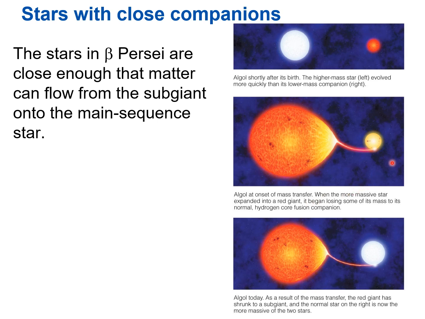You notice what's happening to the star on the right. In the painting, it started out as a red star. Now it's a more massive yellow star. So it's going to keep on attracting the mass. Let's go down to the third picture. Algol today. As a result of the mass transfer, the red giant has shrunk to a subgiant, and the normal star on the right is now the more massive of the two stars. So this is as we see it today.